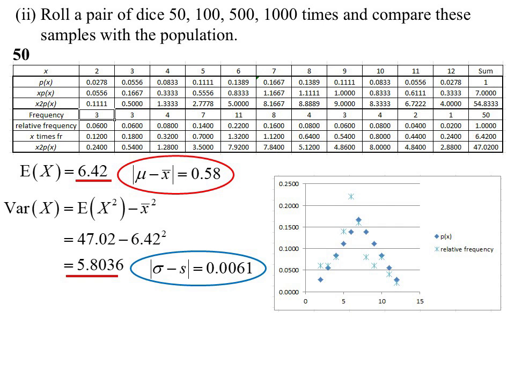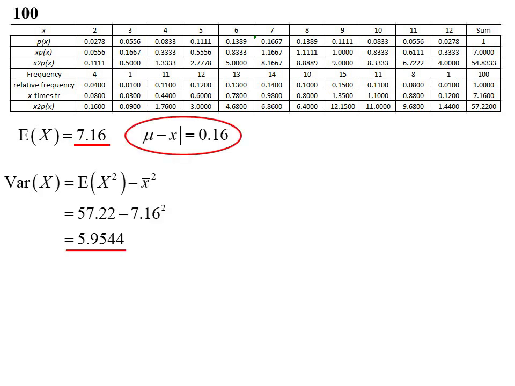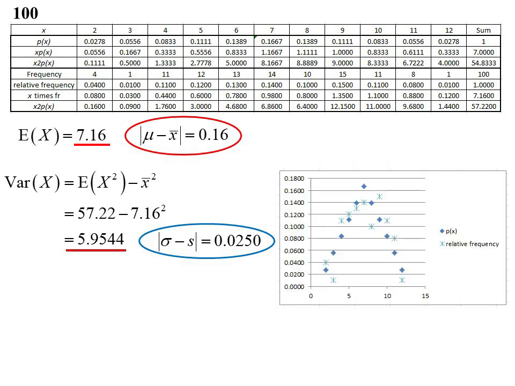And it's okay in bits, but you can see up the top here it's way off. Alright, well what we're saying is as we roll it more and more times, we should get closer and closer to that picture. So 100 times, and this is what my spreadsheet came up with, expected value of 7.16, out by 0.16, and my deviation was out by 0.025. There's the graph. It's getting a little bit better.